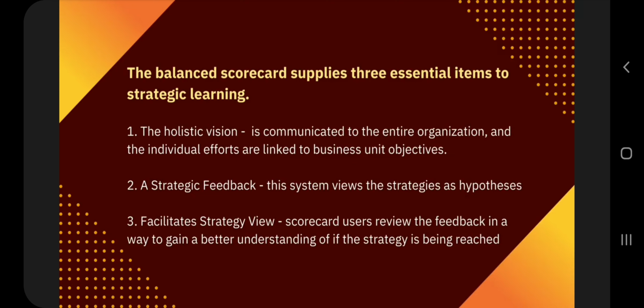Lastly, the Balanced Scorecard facilitates strategy review. Instead of holding periodic meetings to assess past performance, as in the traditional financial review process, scorecard users analyze feedback to determine whether the strategy is being implemented, how it is being implemented, and whether the strategy should be modified based on new information. This gives the company a forward-thinking attitude.